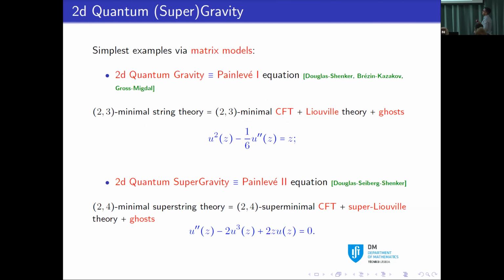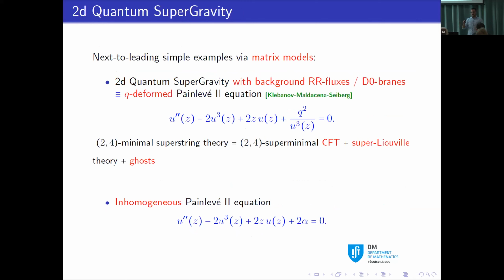So the simplest example that one can get is, of course, the case of 2D quantum gravity and the case of 2D quantum supergravity. And these ones correspond, as has been known for a long time, to the Painlevé I and the Painlevé II equations. But then if one tries to go to the next two simple examples, just a little increment in difficulty, one has, again, the same 2D quantum supergravity, but now one can turn on some background in the string theory, like, for example, background Ramond-Ramond fluxes or some D0 branes.